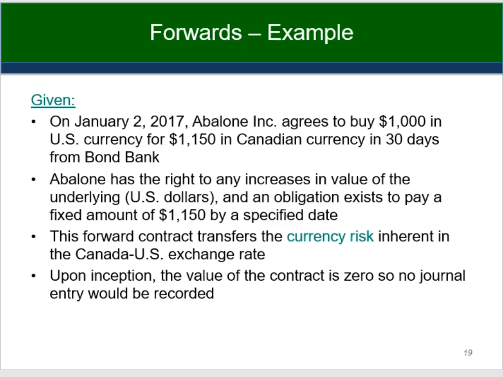So this forward contract is designed to transfer currency risk. So Abalone is perhaps expecting to have to make a payment in US currency 30 days from now, and they want to establish the price today, because if the US currency goes up in value, they'll have to pay more to settle their obligation in the future. So they're establishing the price today in the Canada-US dollar exchange rate.